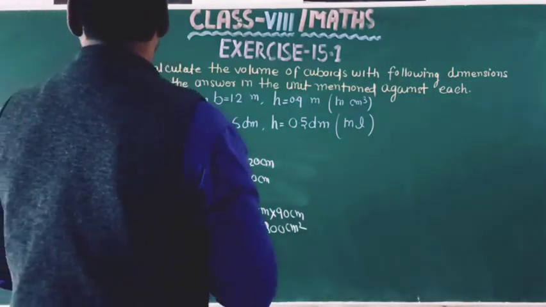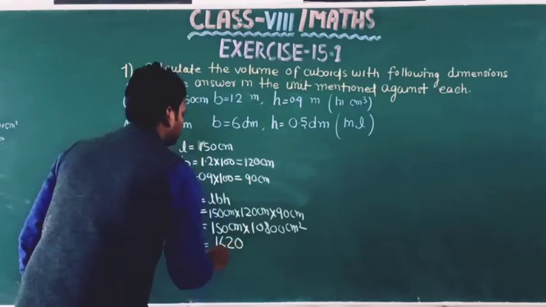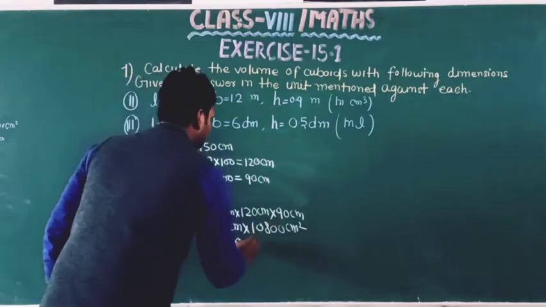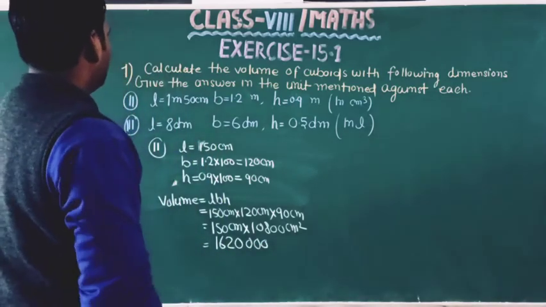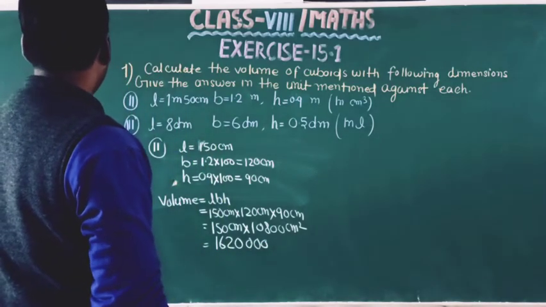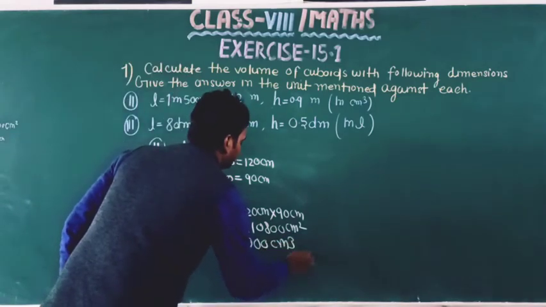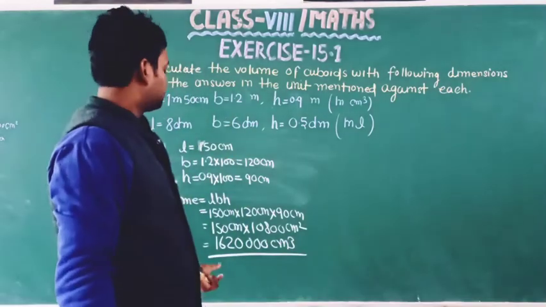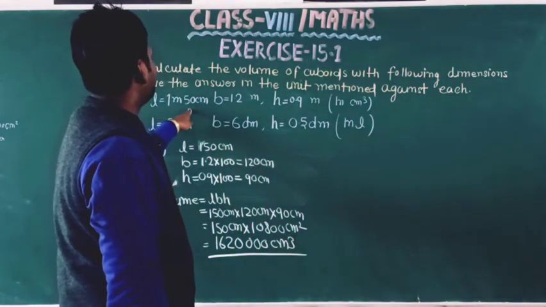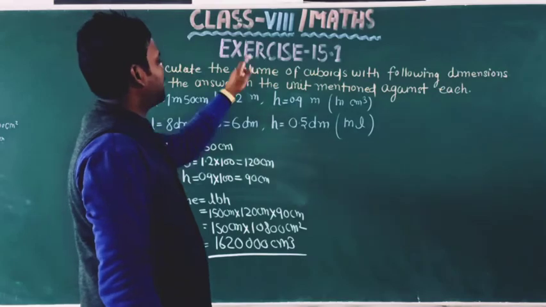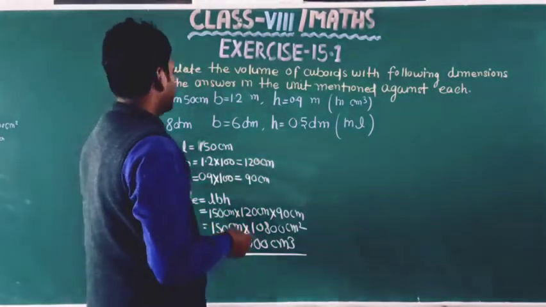So we will get 1620000, that is 162,000 centimeter cube. Okay, so this is the volume of cuboid whose length is 1 meter 50 centimeter, breadth is 1.2 meter, and height is 0.9 meter. Further move to the third part.